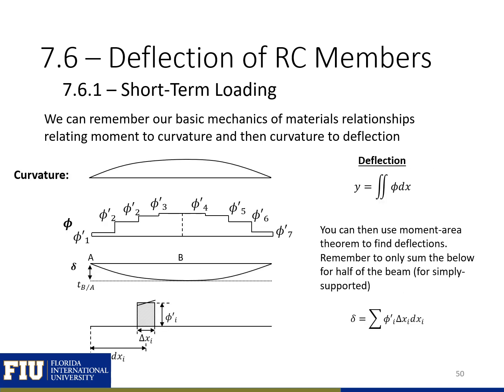We can then remember that our deflection is related to the area underneath our curvature diagram. So what we can do is discretize our curvature diagram along the length, and then we can use the moment area theorem to find the deflections at midspan. I'm not going to go through this process in depth in this class, but this process would be applicable outside of the linear elastic range. So we could find our ultimate deflections using this procedure.